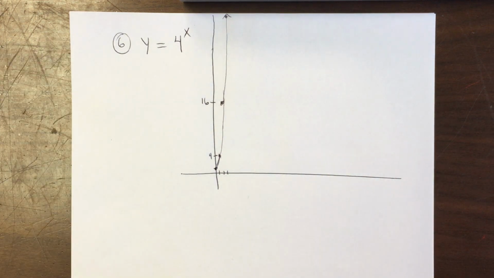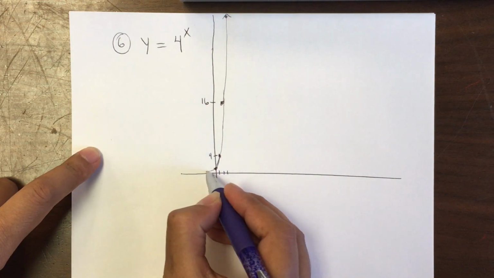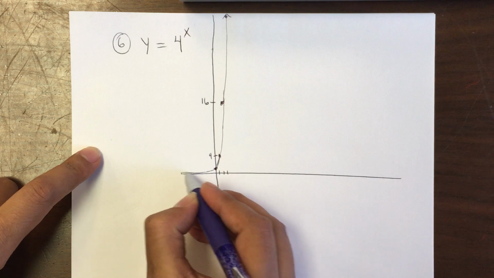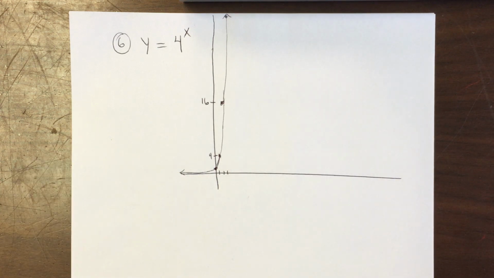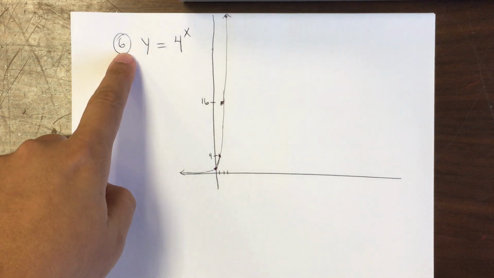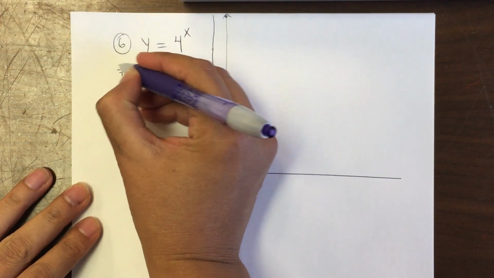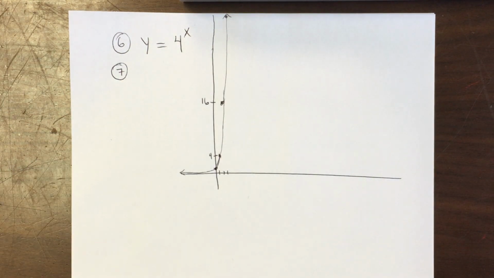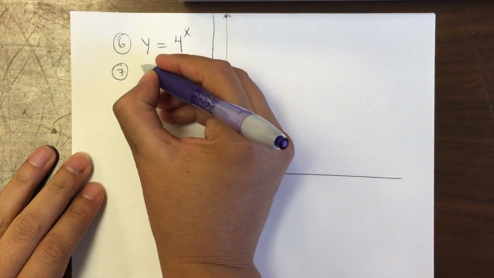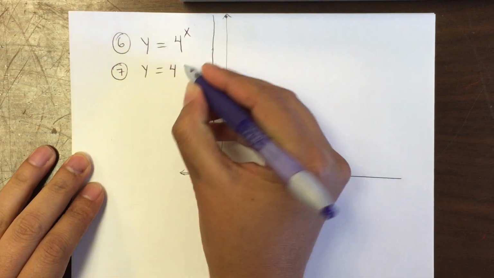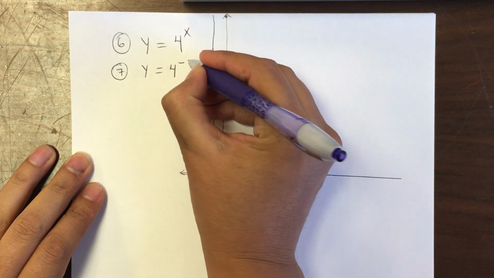Okay, now remember that this converges to the asymptote 0. Now, I should say that that's my number 6. My number 7 will be y equals 4 to the negative x.